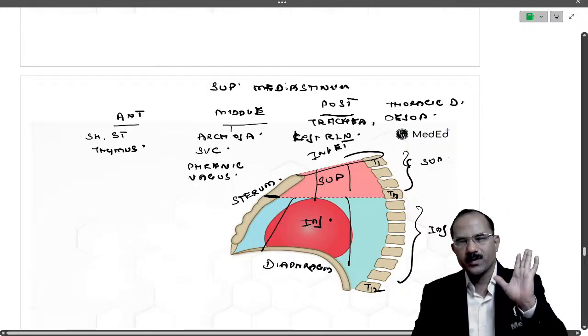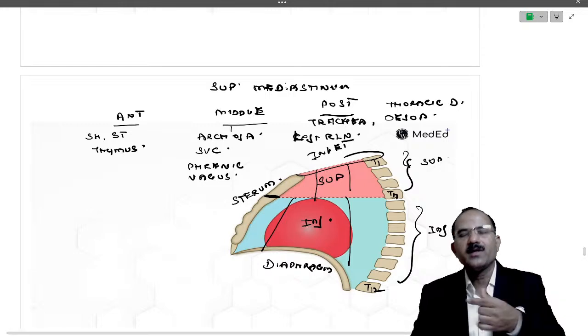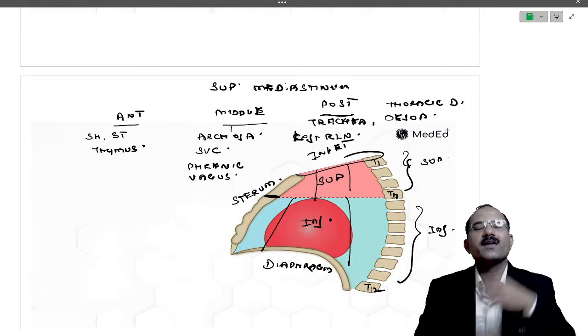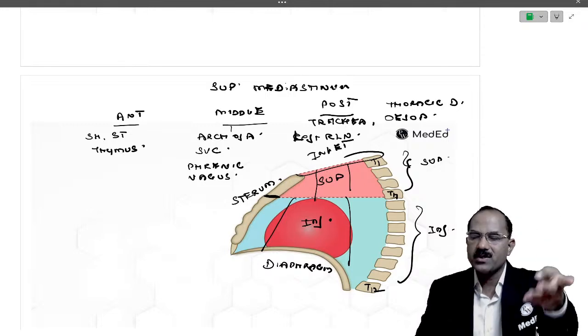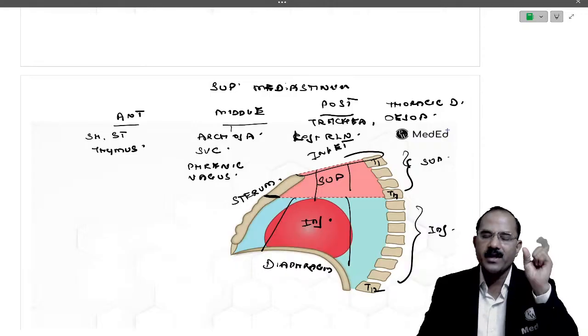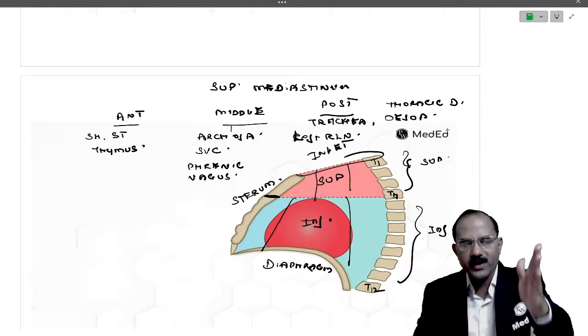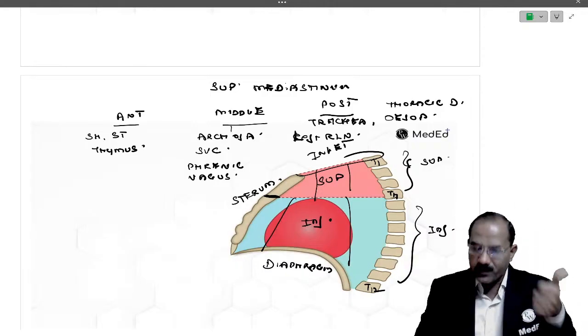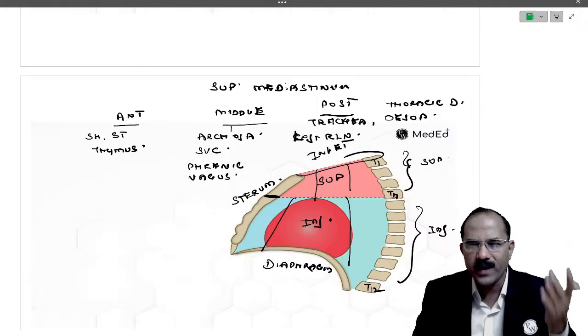This is all you have to remember. Anterior, middle and posterior part. Anterior part with sternohyoid, sternothyroid, thymus. In the middle part you get the arch of aorta, its branches, the formation of SVC, the phrenic and the vagus nerve. In the posterior part we get the trachea, the esophagus, the left recurrent laryngeal nerve and the thoracic duct.